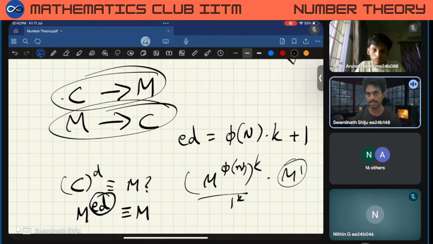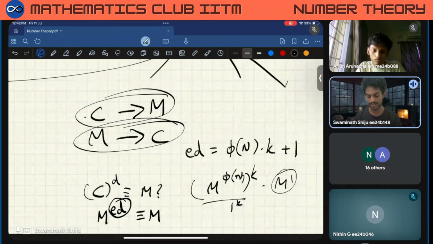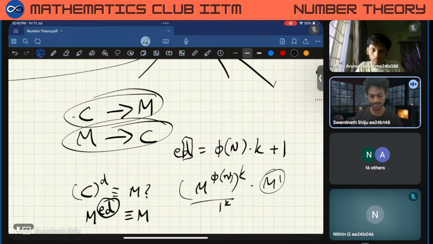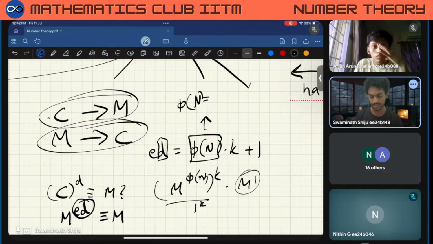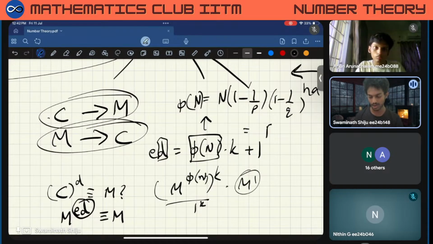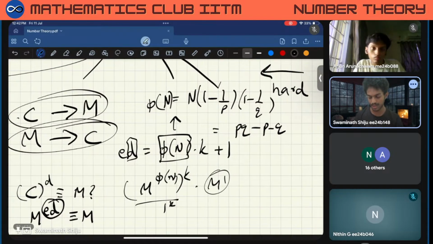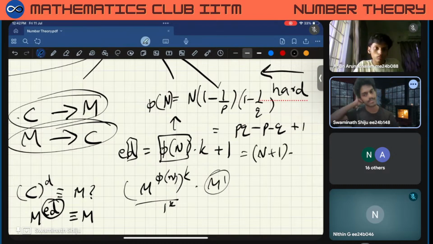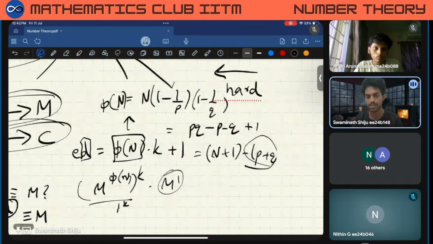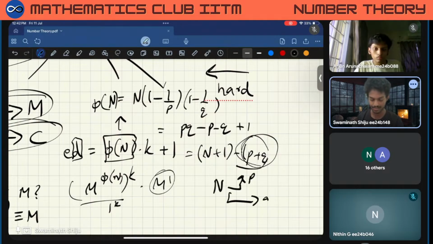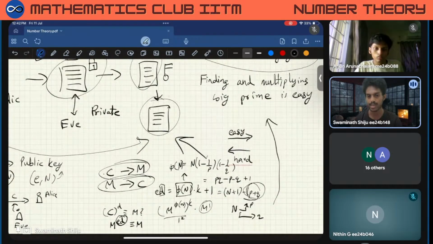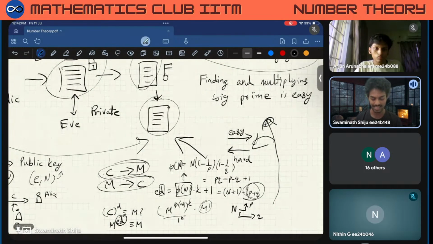But for finding this d, you need to know phi of n. But phi of n is n into 1 minus 1 by p, 1 minus 1 by q. That is pq minus p minus q plus 1, or n plus 1 minus (p plus q). You need to know p plus q. But there's only one way to get p plus q. You need to factorize n into p and q. That is what we said is hard. From n to p and q is hard. So Eve can't do anything.